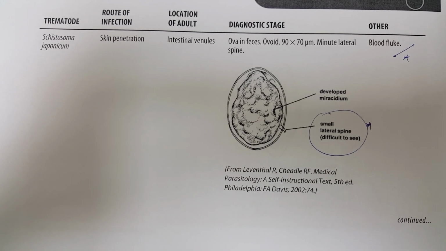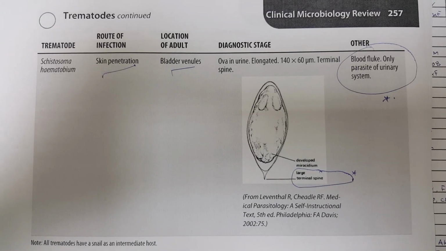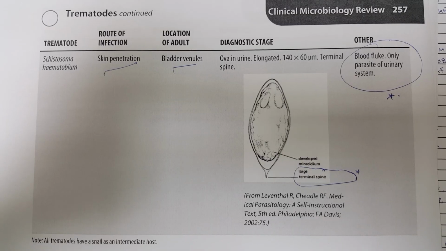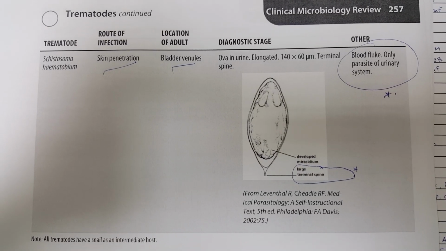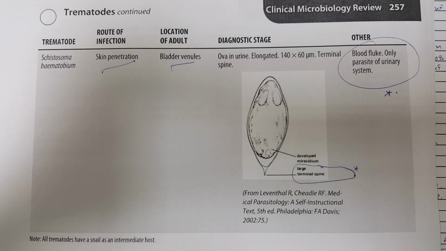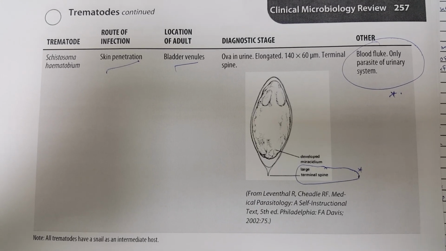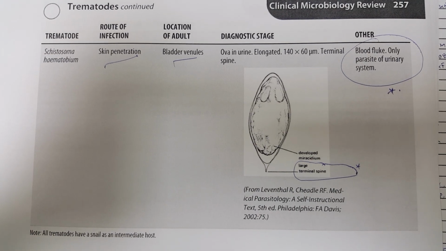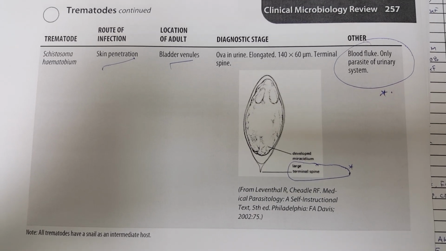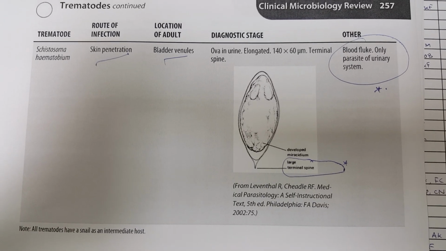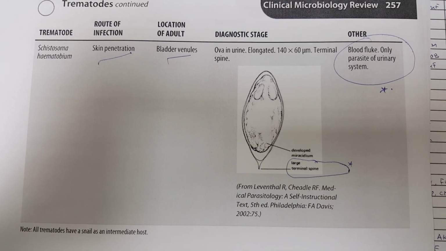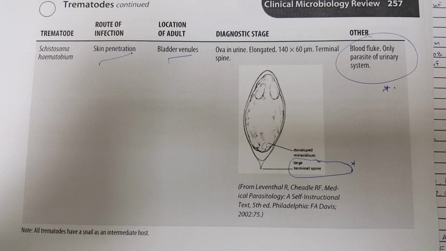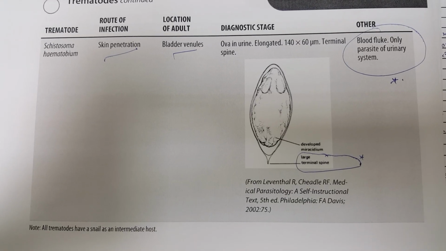Another trematode is Schistosoma haematobium. The route of infection is skin penetration, but the location of the adult worm is the bladder venules, not the intestine, which makes it different, because this organism can only be detected in the urine, not in the stool. The ova in the urine have a terminal spine. If you see, it is a large terminal spine, which differentiates it from both species. It is also a blood fluke, the only parasite of the urinary system. The developing miracidium is inside the ova, which is clear.